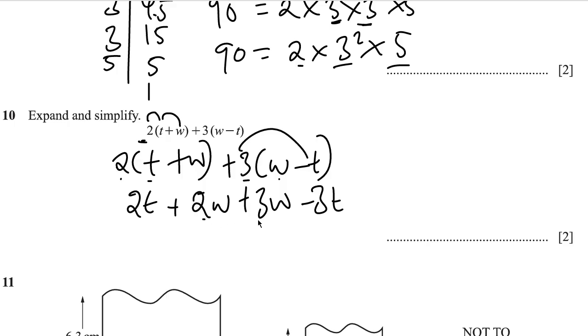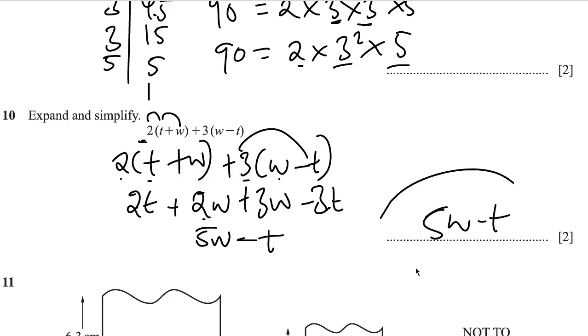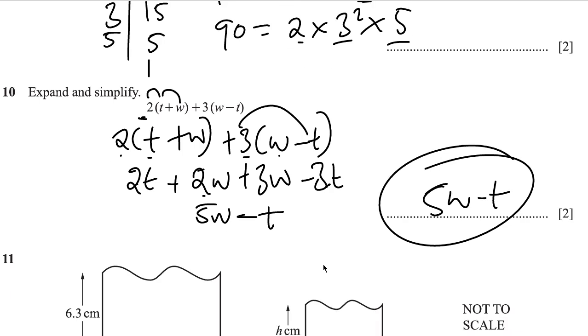So 2w plus 3w is 5w, right? And then 2t negative 3t. 2 negative 3 is negative 1, so that's going to be negative 1t. And negative 1t is same as negative t. So that's the simplification of 2 into t plus w plus 3 into w negative t.